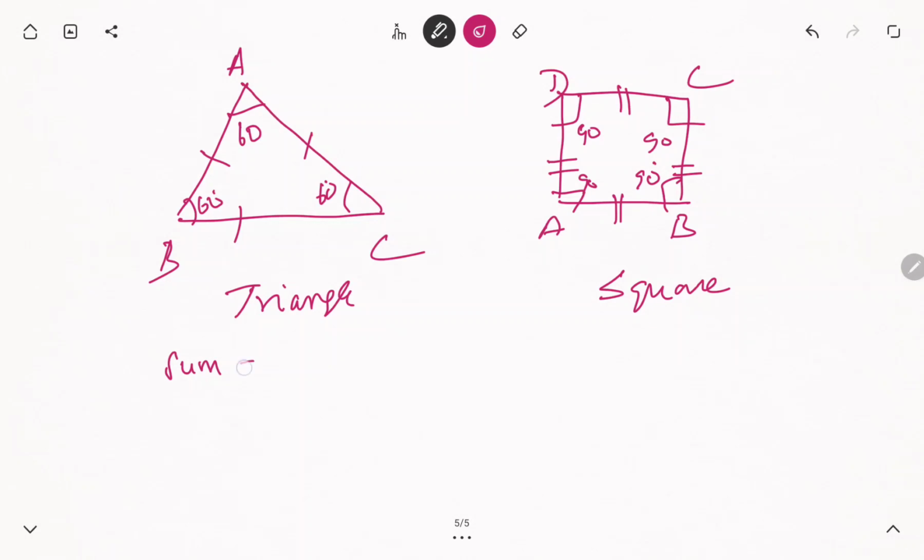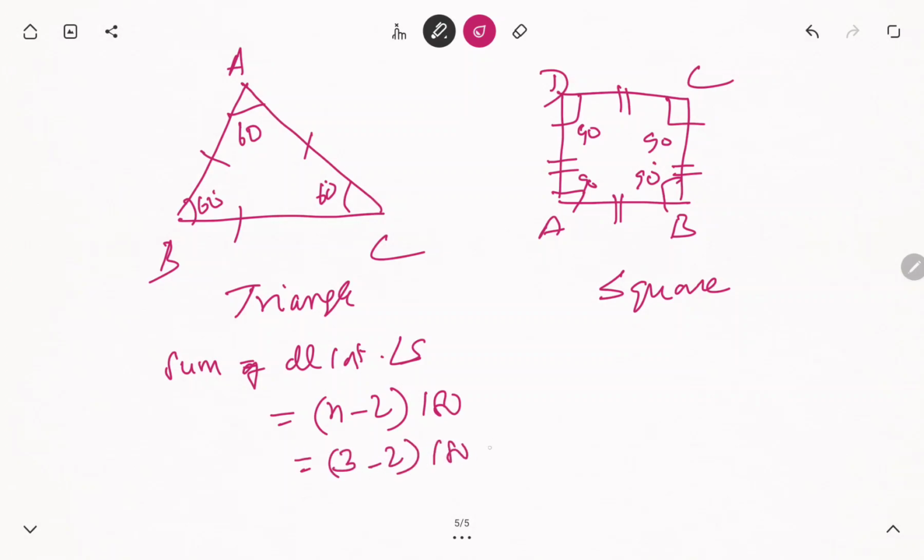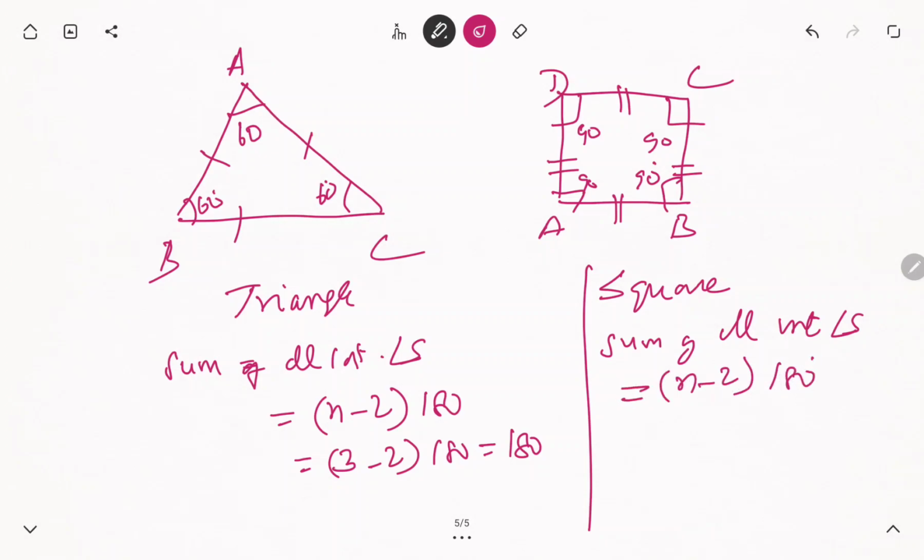Sum is equal to the sum of all interior angles. What is the formula? (n minus 2) into 180. n is how much? 3. So (3 minus 2) into 180, which is equal to 180. Again in a square, the sum of all interior angles is equal to (n minus 2) into 180. Here n is 4, here n is 3. So 4 minus 2, 2 into 180, 360.